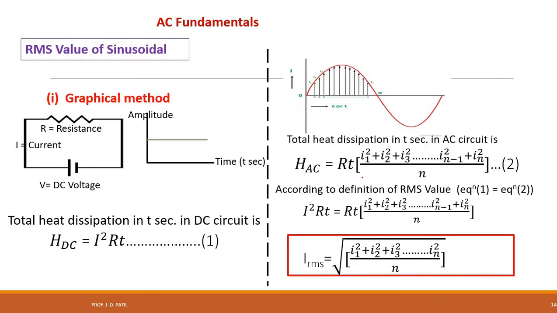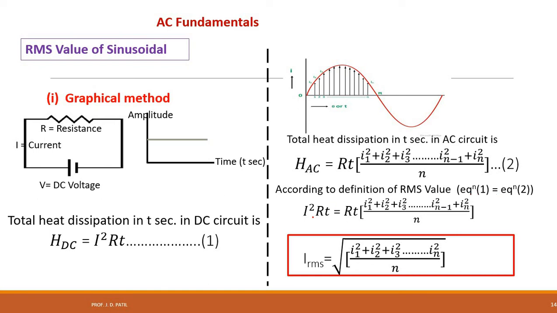We have to take the addition of all these, that is, the addition of the squares of the current. So HAC is I square RT, where I square is taken as I1 square plus I2 square plus I3 square up to In minus 1 square plus In square, divided by N. According to the definition of RMS value, equation 1 equals equation 2.